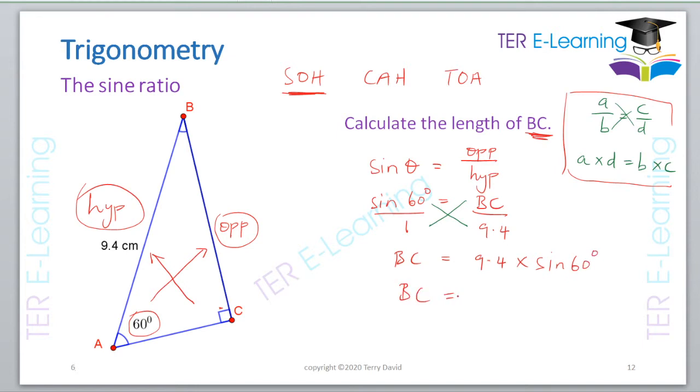So BC is equal to, I want you all to work this out on your calculator, get the feel for working out sine on your calculator. Work out that answer for me here using your calculator. I want to see what answer you're going to get.